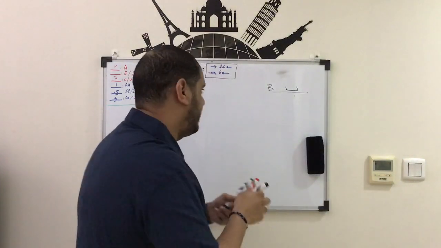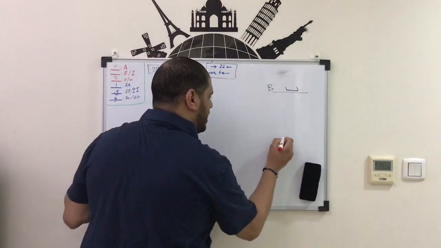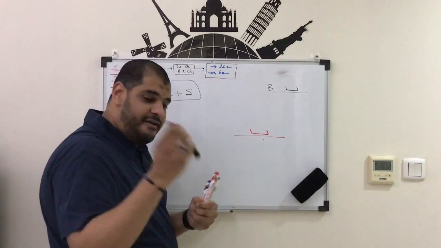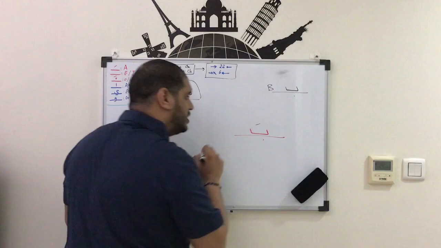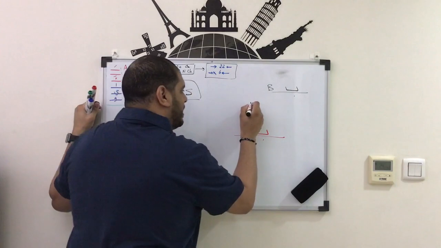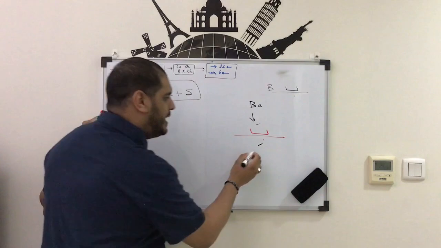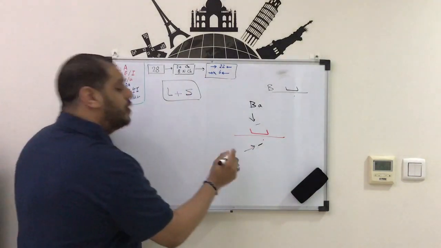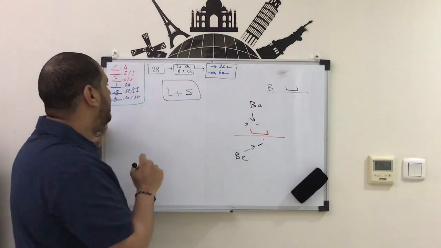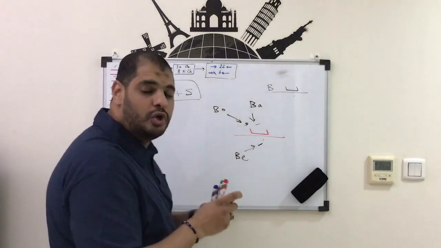Perfect, six sounds. Short vowels, let's try. Here is letter ba. If I add this on the top, it will sound like ba. If I add it below, it will be bi. If I add damma, it will be bu. How about long vowels?